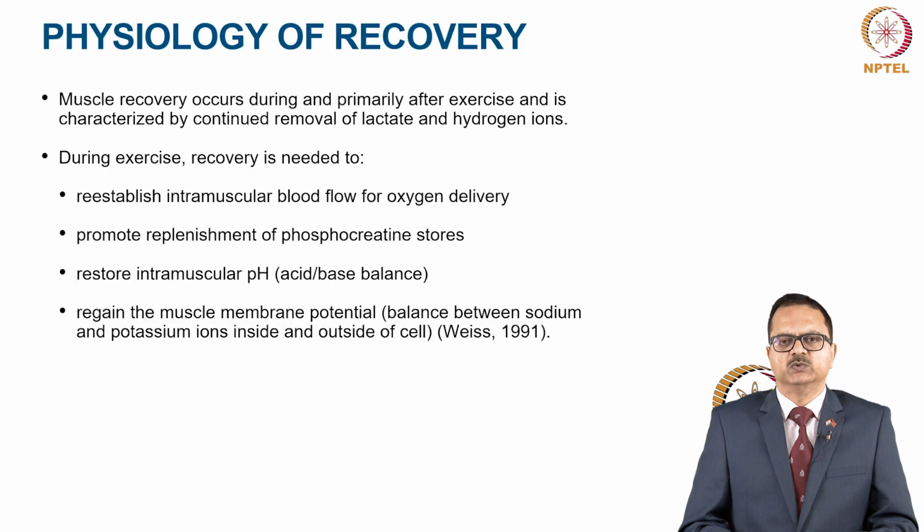Muscle recovery occurs during and primarily after exercise and is characterized by the continuous removal of lactate and hydrogen ions. During the exercise, recovery is needed to re-establish intramuscular blood flow for oxygen delivery, promote replenishment of phosphocreatine stores, restore intramuscular pH and the acid-base balance, and to regain the muscle membrane potential, that is, to restore the balance between the sodium and potassium ions inside and outside of the cells.